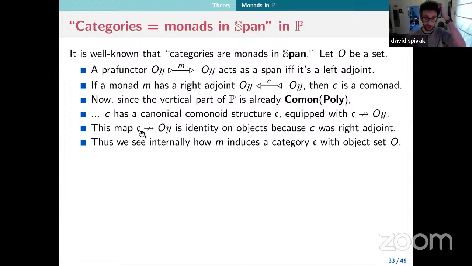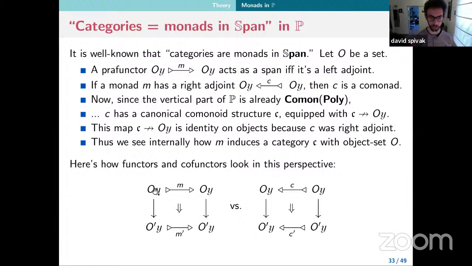And here's a picture of how functors and cofunctors look in this perspective. A functor between two categories: you've got objects O and morphisms M, or this M also stands for the left adjoint monad. Then a map between categories, or a functor, is a map from O to O prime and a map of monads here, making this thing a two cell. And if we use their right adjoint comonads, then it would be asking this thing to be a map of comonads. That would be a cofunctor.